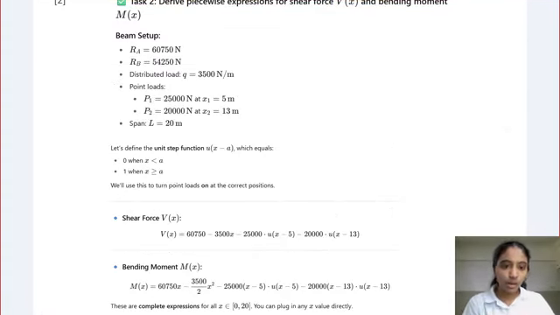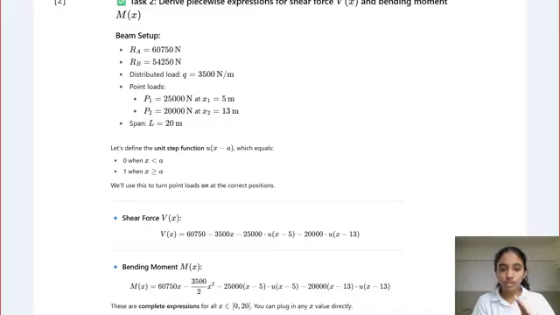Next, our task 2 is to derive piecewise expressions for shear force and bending moment. Beam setup: we have taken the beam setup as given by these points, and we have found the reactions RA and RB.